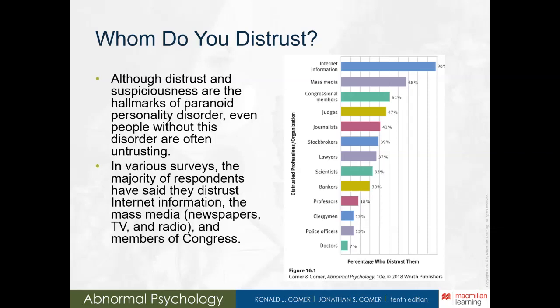I encourage you to take a look at this chart because this is going to be important in how we work with someone who potentially has paranoid personality disorder and who they distrust. When you look at various surveys, which is where this information came from, the majority of respondents said that they do distrust the internet, mass media, and Congress, which has been long-standing. And this information was generated from going back 9 years' worth of polls.